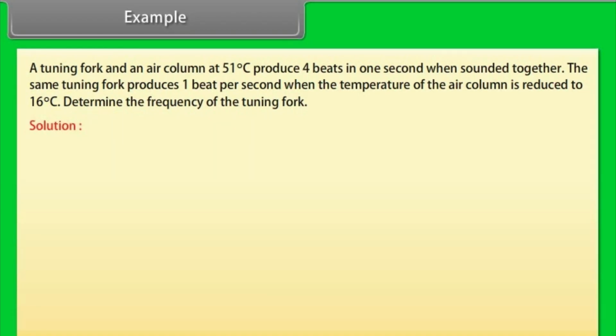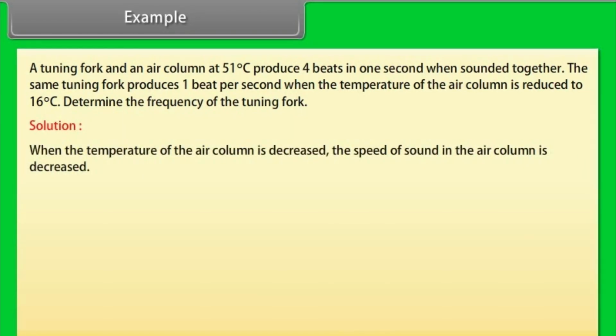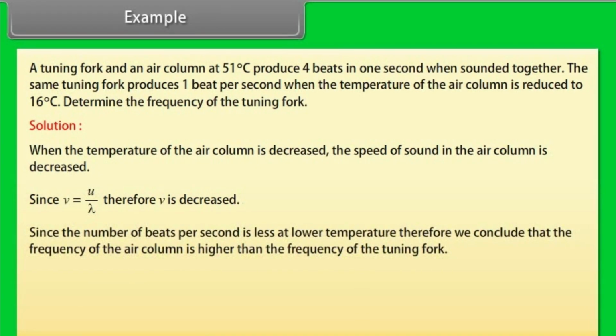Let's see the solution. When the temperature of the air column is decreased, the speed of sound in the air column is decreased. Since v is equal to nu times lambda, therefore v is decreased. Since the number of beats per second is less at lower temperature, we conclude that the frequency of the air column is higher than the frequency of the tuning fork.